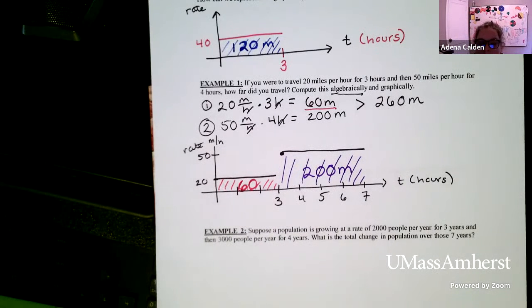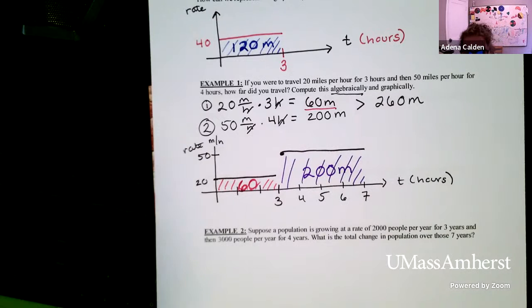So here, suppose the population is growing at a rate of 2,000 people per year for 3 years, and then 3,000 people per year for 4 years. What is the total change in population over those 7 years, right? So we're going to approach it the same way we did here.